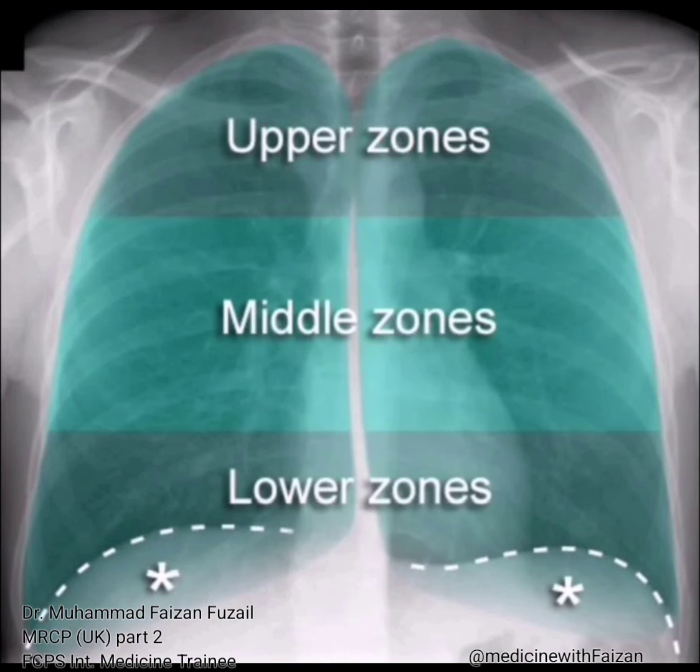Also, note that the lower zones reach below the diaphragm, shown by the dotted white line, because the lungs pass behind the dome of the diaphragm into the posterior sulcus of each hemithorax. When assessing lung zones, compare each zone with the opposite side. If the lungs appear asymmetrical, it should be determined if this is due to asymmetry of normal structures, technical factors such as rotation, or lung pathology.